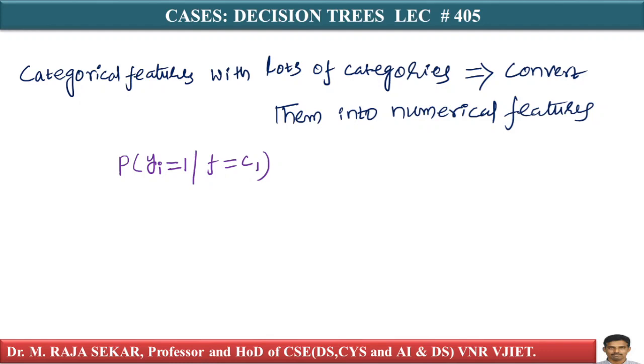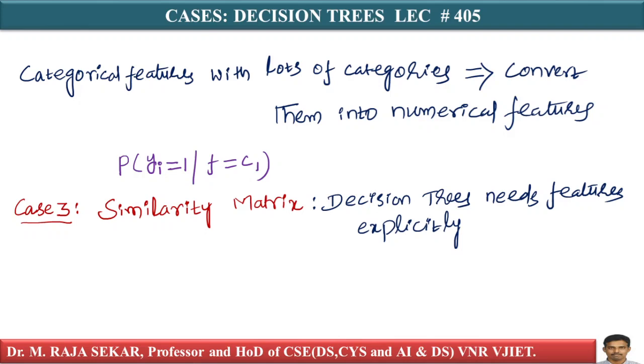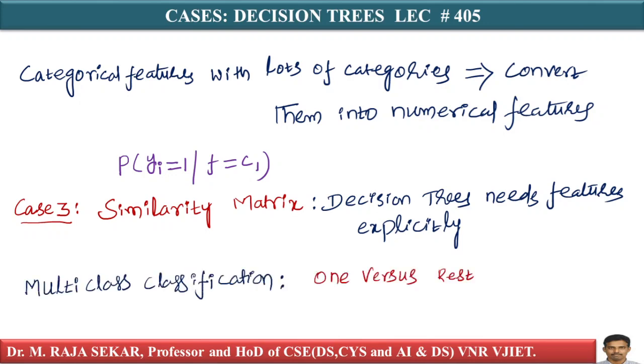Now the next thing is, what happens given a similarity matrix? Decision trees cannot work. Decision trees need the features explicitly, because if I don't have the features explicitly, I cannot compute entropies. Given a similarity matrix, the regular definition of decision trees cannot be made to work easily and smoothly.